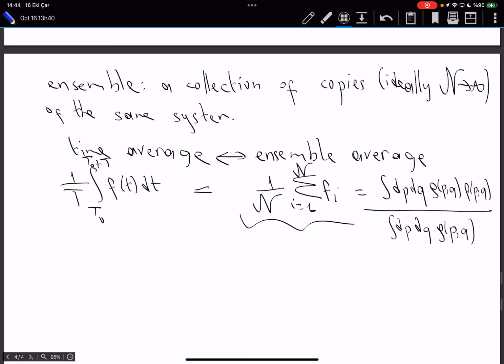I'm not necessarily asking this question for an equilibrium system. For an equilibrium system, I will require it to be independent of time. But I can ask this question in general for an arbitrary system. Just take many copies. There will be a density in phase space corresponding to these copies. And I can ask the question, how do they evolve in phase space? How does this density evolve?